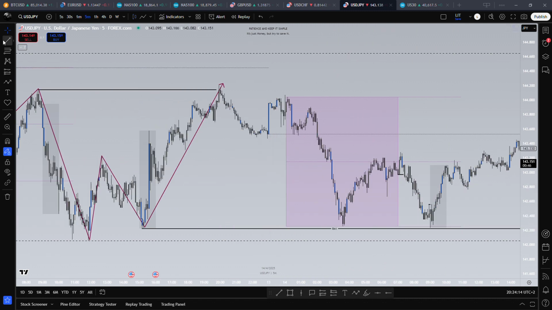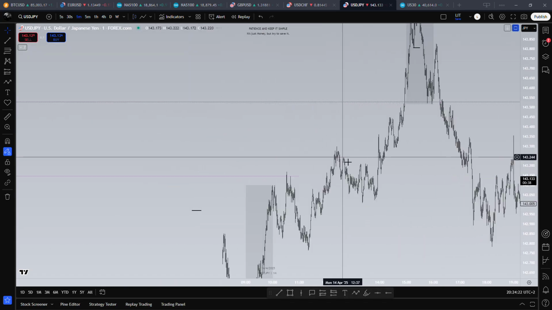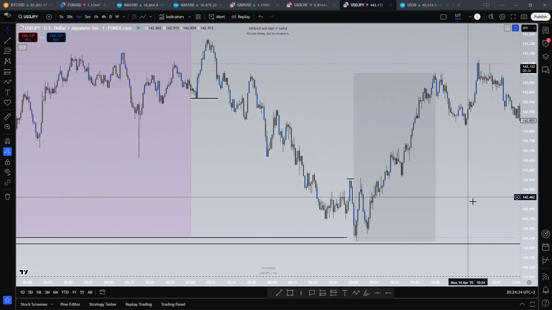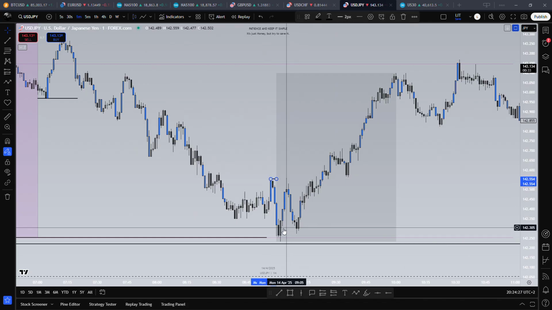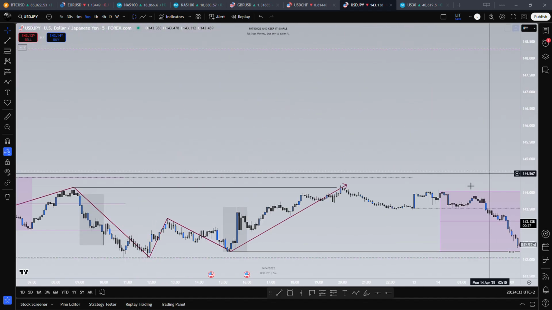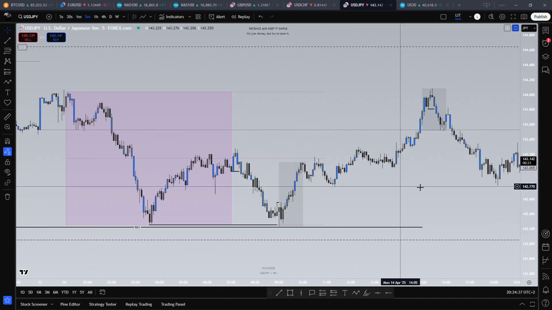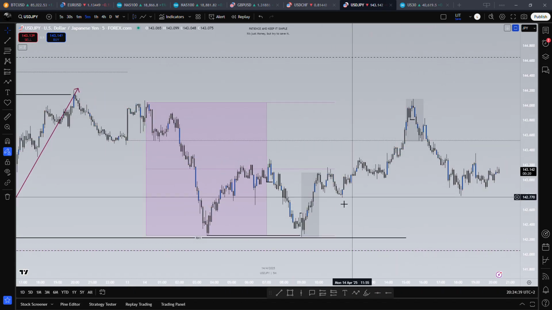So here we had this low taken and break of structure here, but I couldn't trade that because I had no relevant liquidity here, so I didn't want to risk my entry, because it can go low and take this.